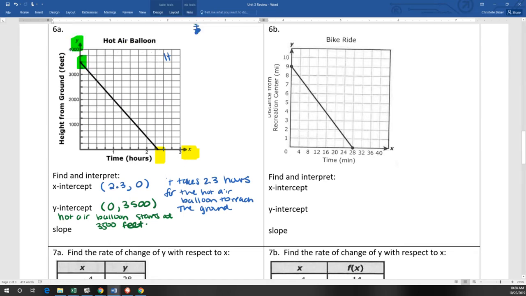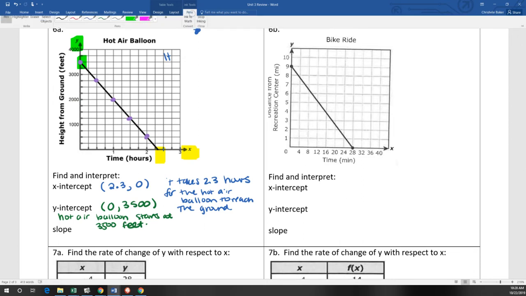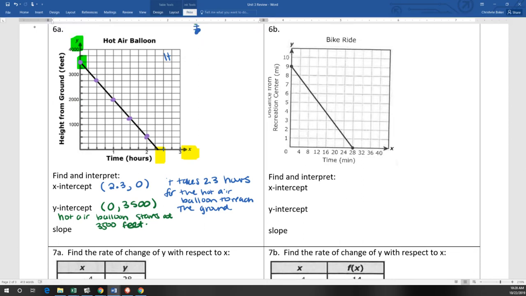Okay, slope. And when we find slope, we have to pick 2 good points, maybe even more, to see that this is a constant slope. So I know I'm up here at 3,500, and another good point looks like it's right there, and right there, and right there, and right there. It looks like your points should be evenly spaced out when you're finding these good points.